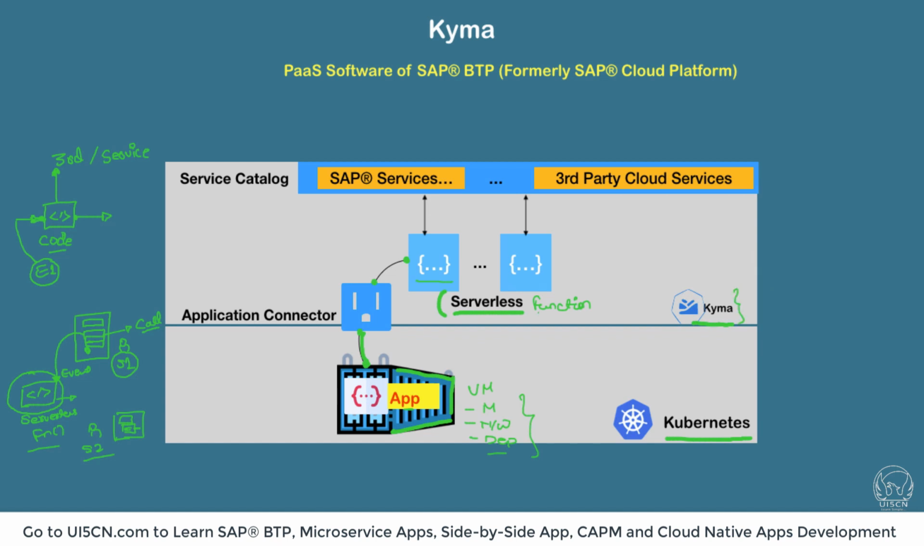Kyma environment has 3 main ingredients. One is the application connector, which connects to the existing application, then the serverless function, and then the third-party cloud services which this serverless function can connect to. So these are the 3 main things which the Kyma environment provides.